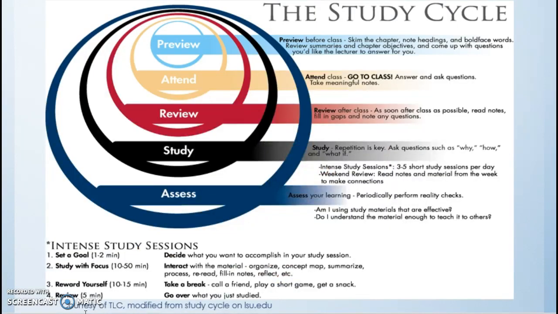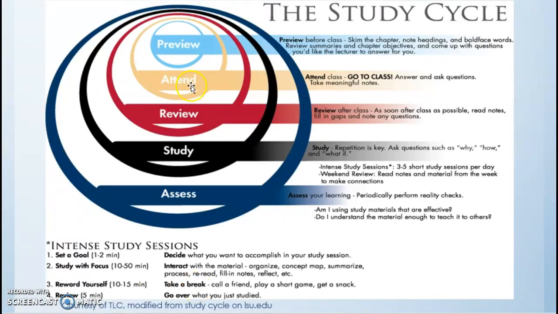The third step in the study cycle is to review. And the key is to review as soon as you can after your class. Make sure you read your notes and fill in any gaps that are missing. If you have any questions, jot them down. Remember the forgetting curve. Okay, you're going to lose 42% of what you learned in the first 20 minutes. So that review is very key, and the sooner you do it, the better it is.